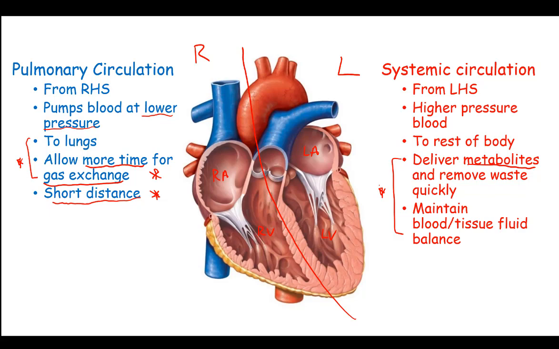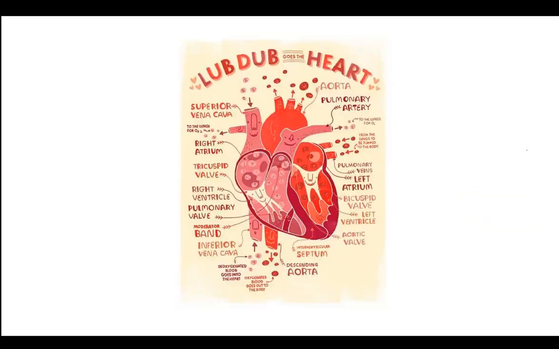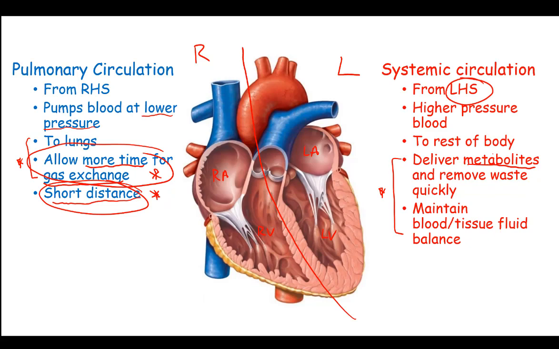So the two circulations that we've got are the pulmonary circulation from the right-hand side of the heart, which pumps blood at a lower pressure to allow more time for gas exchange, and because it's only going a short distance. The systemic circulation comes from the left-hand side of the heart. It produces a higher blood pressure so that it can deliver metabolites and remove waste to the rest of the body, and also maintain the blood tissue fluid balance in each organ.